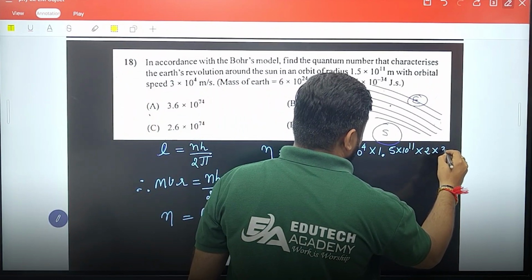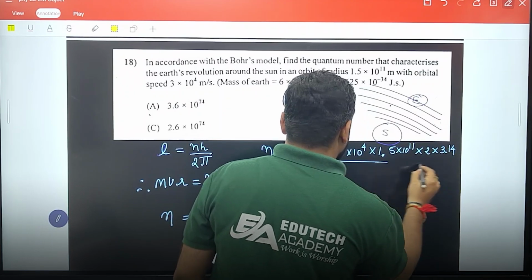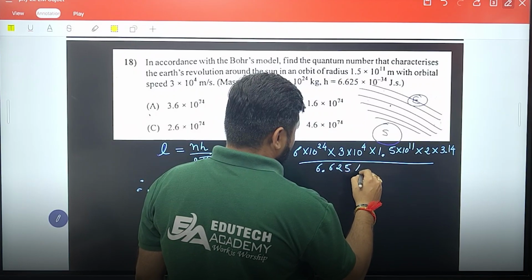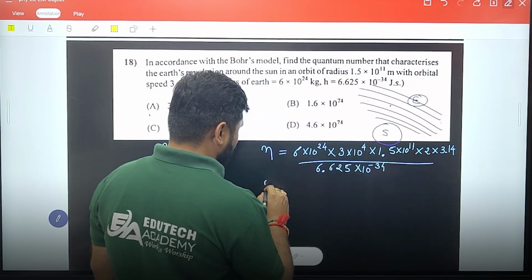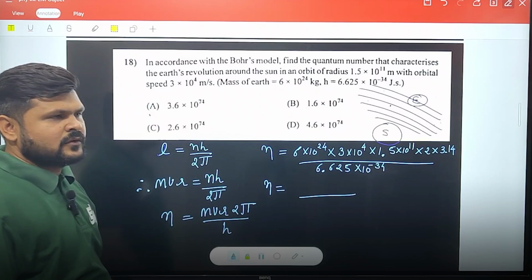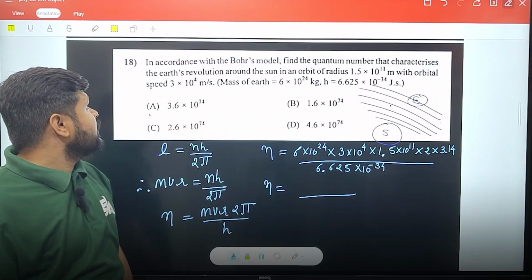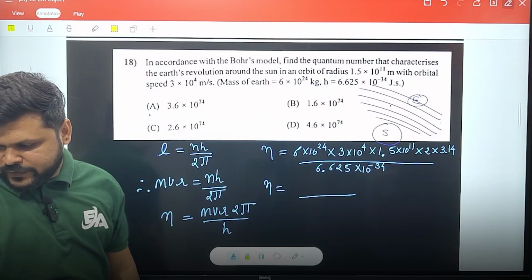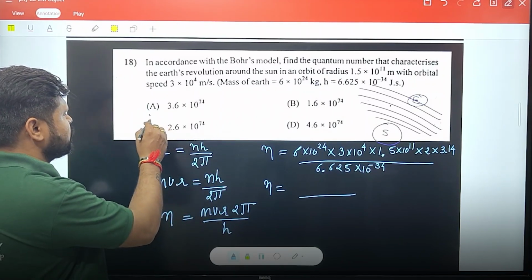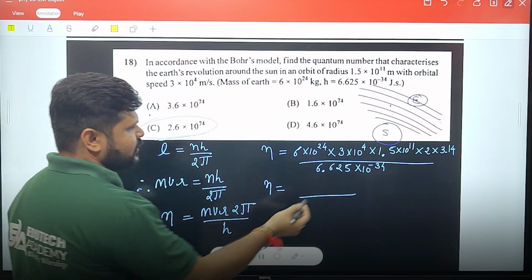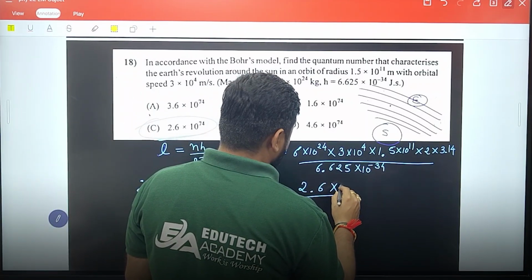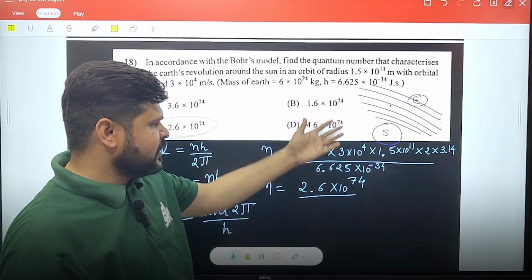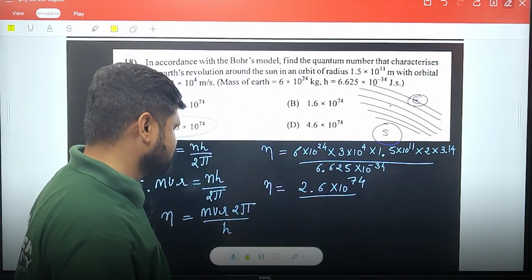So 2 into 3.14 divided by H, that is 6.625 into 10 raised to minus 34. When you solve it, there will be your answer, and here the correct answer is 2.6 into 10 raised to 74. This is the correct answer. When you solve this in the calculator, the correct answer is 2.6 into 10 raised to 74. So Earth will be in this number orbit around the Sun.